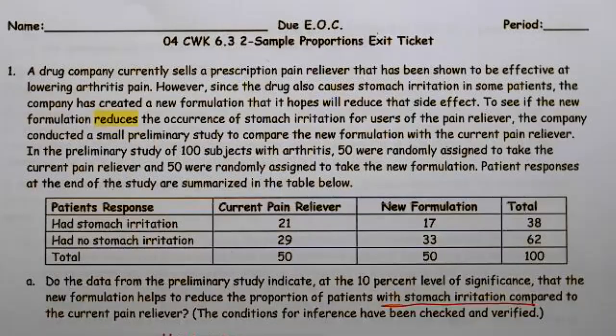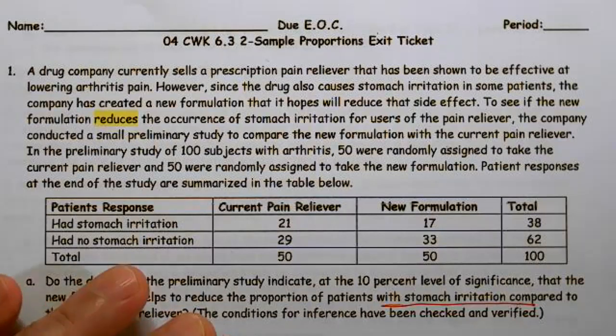Okay, this is problem one of the end of class assignment, the exit ticket assignment. A drug company currently sells a prescription pain reliever that has been shown to be effective at lowering arthritis pain. However, since the drug also causes stomach irritation in some patients, the company has created a new formulation that it hopes will reduce that side effect.